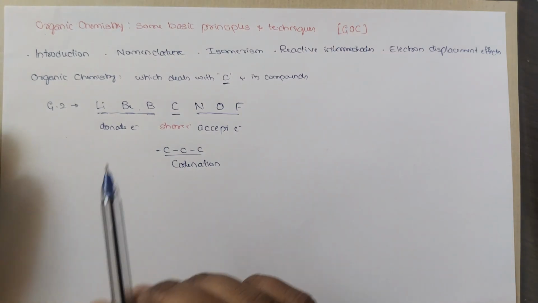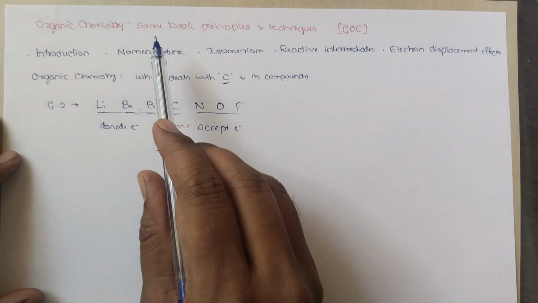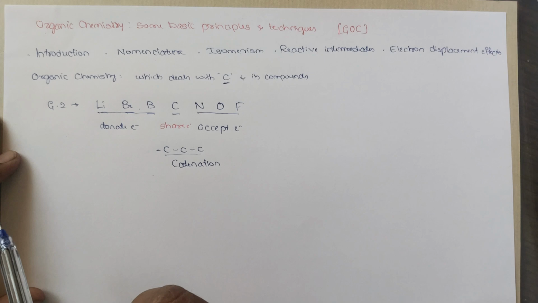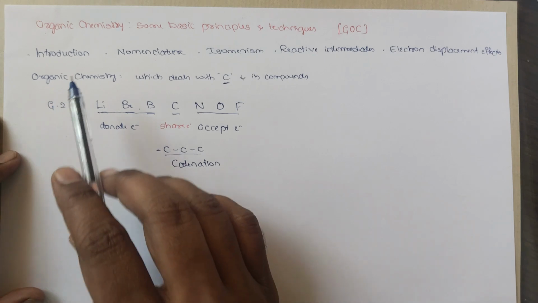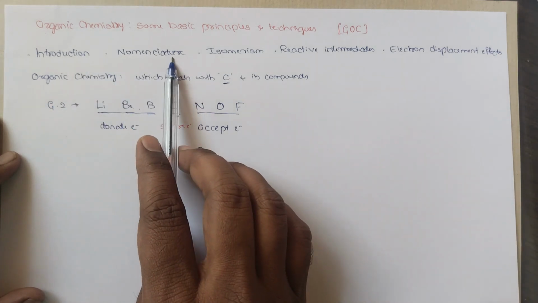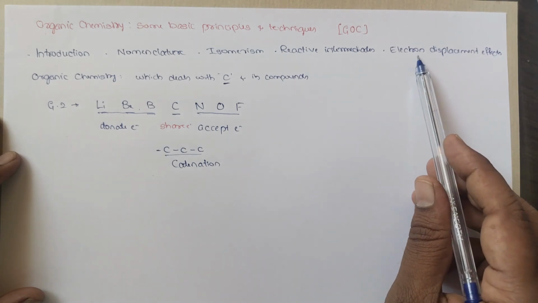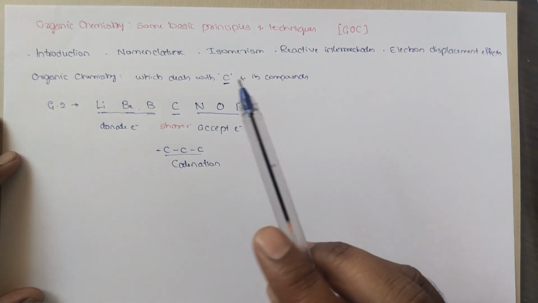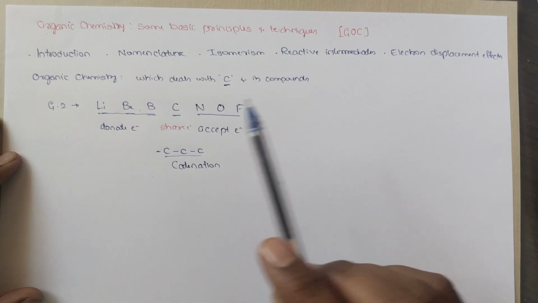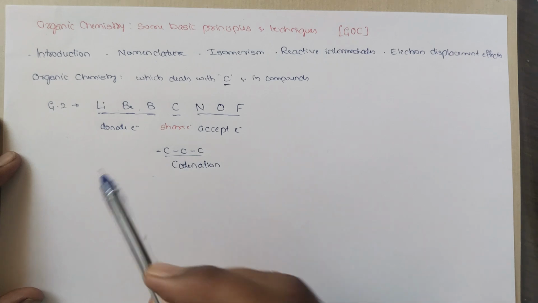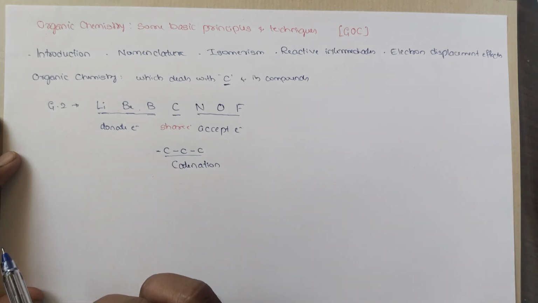Today we shall discuss the first chapter of organic chemistry, that is, some basic principles and techniques, which contains the introduction part, nomenclature, isomerism, reactive intermediates, and electron displacement effects. It contains the basic concepts of organic chemistry, so it is also called general organic chemistry. Okay, so first we shall start with the introduction part.